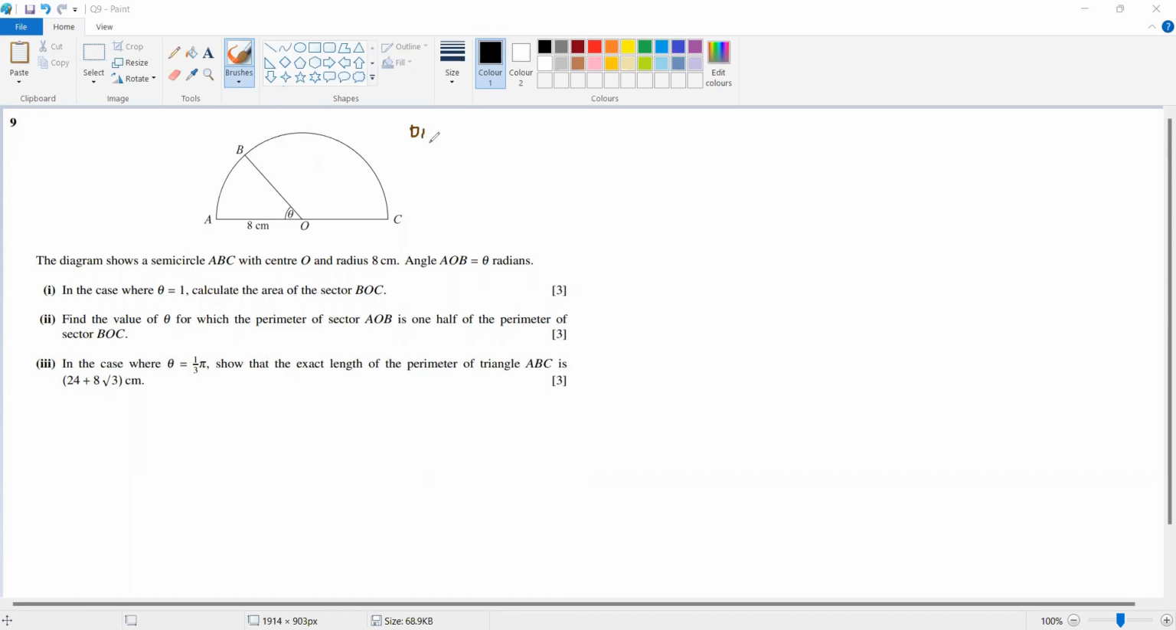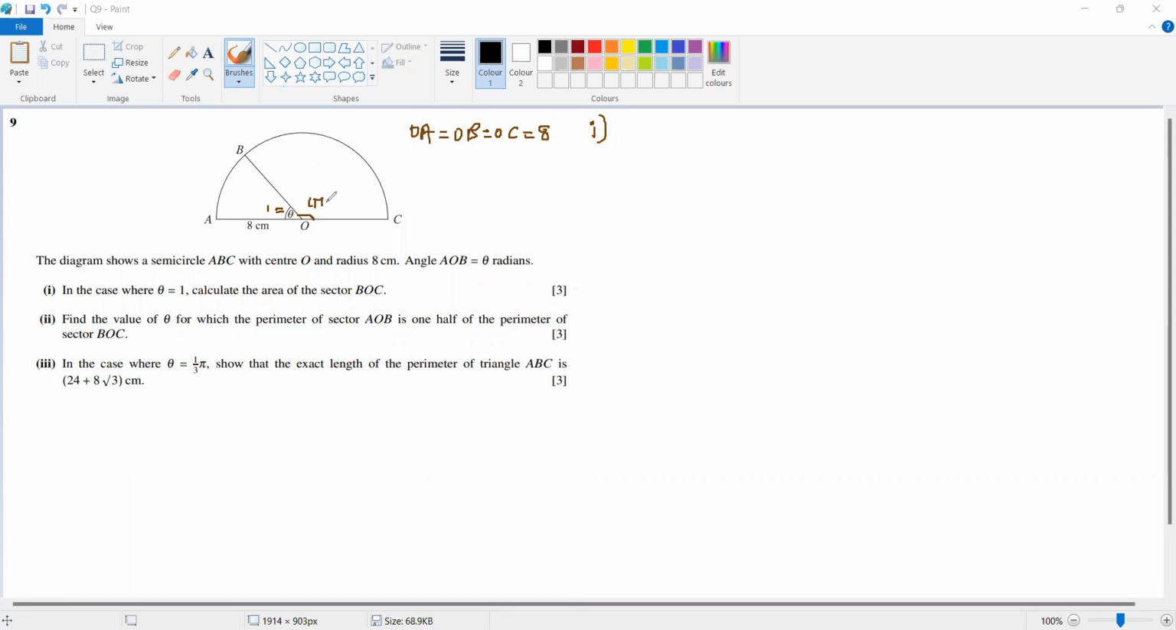So when they say the radius is 8, we can say that OA, OB, and OC are all equal to 8. And then angle AOB is given in radians. So in the case where theta equals 1, that means 1 radian, calculate the area of the sector BOC. Okay, they want BOC.